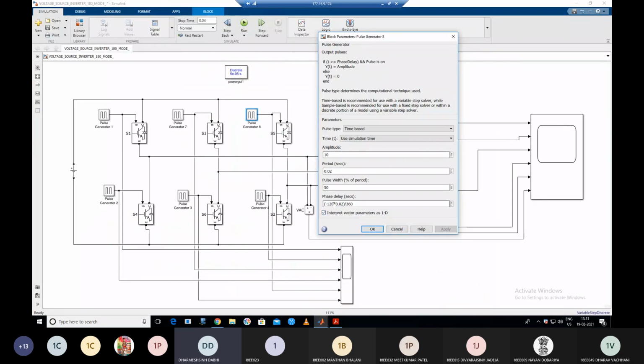So you can see here in the simulation, we provide the phase delay of minus 120 degree. Now I think all of you understand why I'm writing minus 120 here. Clear? So that you can get the gate pulse for switch number 5 between 0 to 60. Otherwise, if you provide the phase delay of 240 degree, then you do not get the gate pulse between 0 to 60 degree. All of you understand this concept?